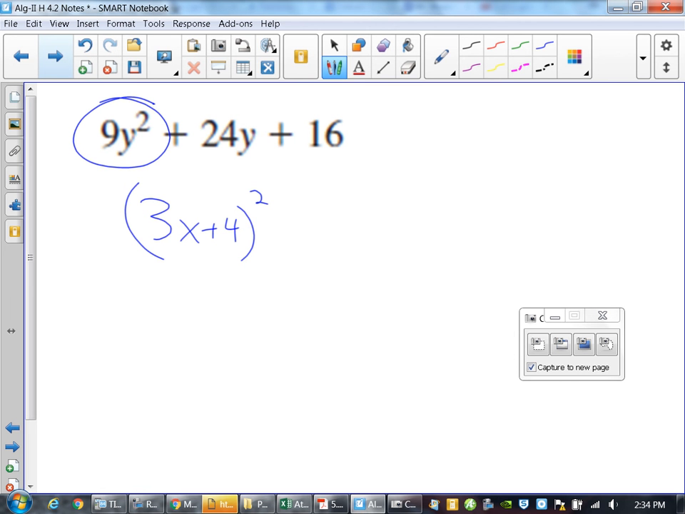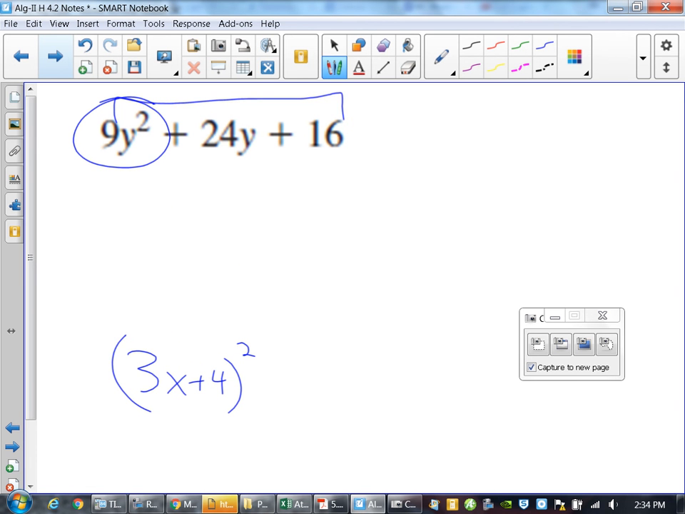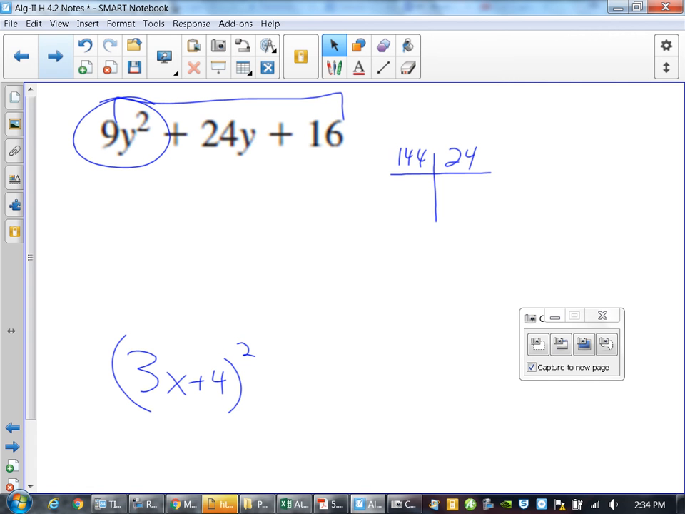The reason that works, again, you can do it the long way. What's 9 times 16? It's 144. What times what is 144 that you add together to get 24? 12 and 12. Convenient, isn't it?